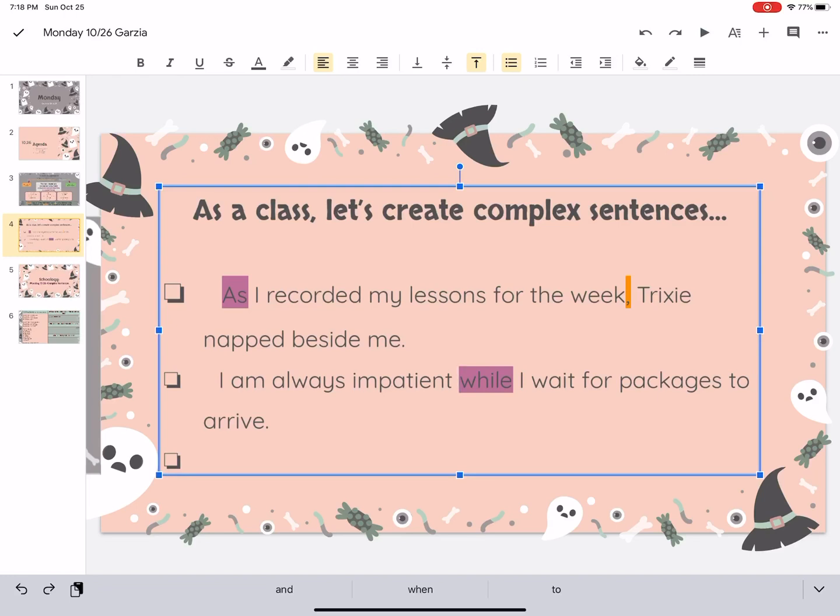So I'm always impatient to make this a complete sentence. Because I have while in the middle, I do not have the comma in the middle of the sentence. I get rid of that comma because I don't need it if while is there. I'm always impatient while I wait for packages to arrive. Okay, last one.